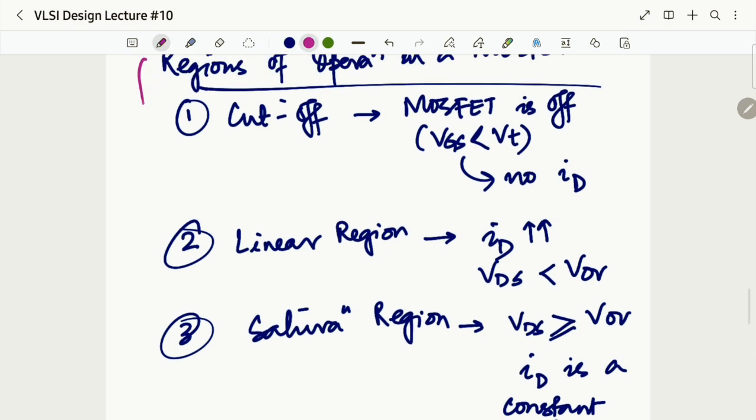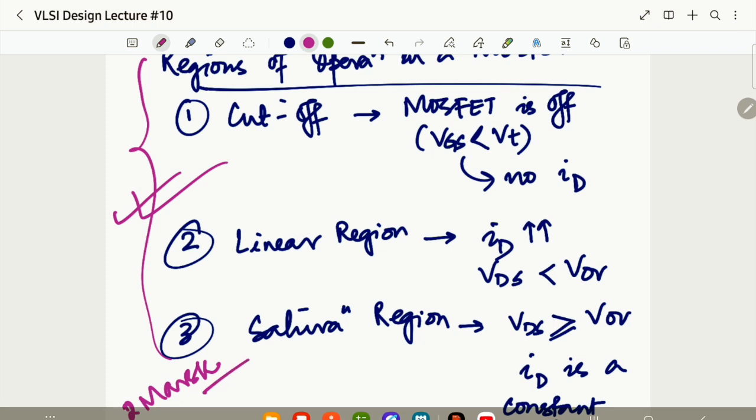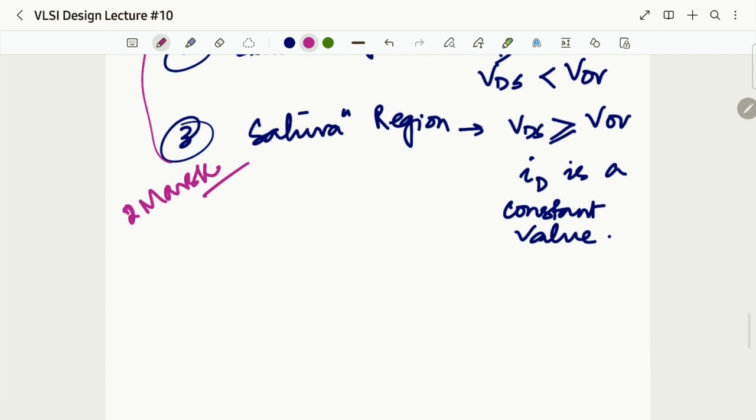So if in your VLSI lab viva they will ask you this question, again, this is a 2 marks question. So these are the 3 regions of operation.